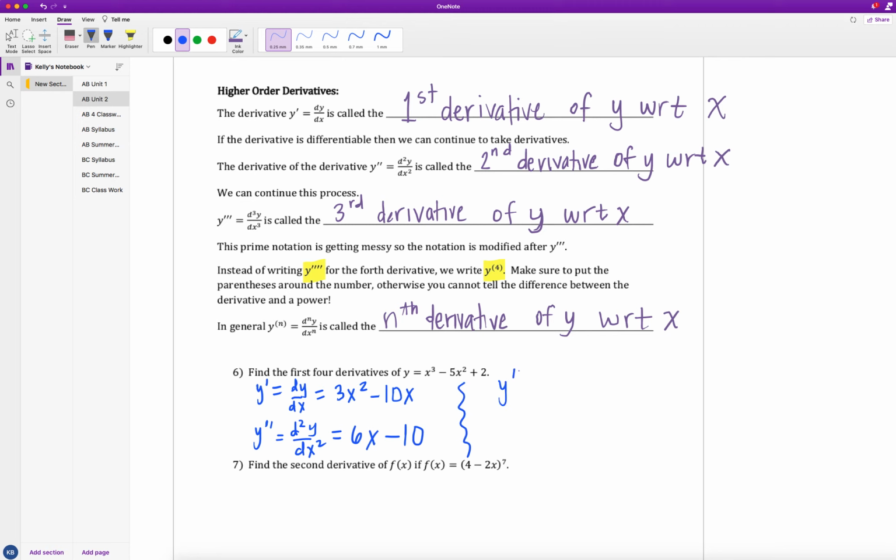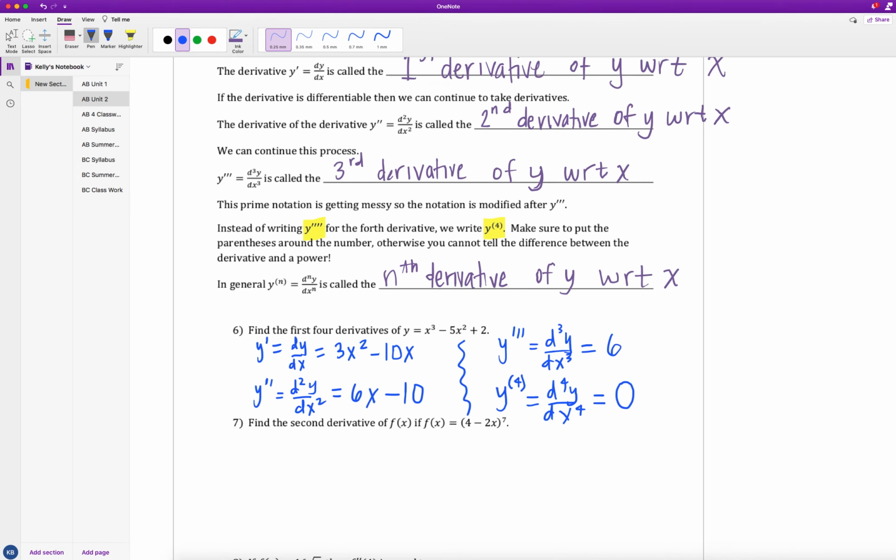If I'm going to find y triple prime, or the third derivative of y with respect to x, what I'm looking at is the second derivative and taking its derivative. So the derivative of 6x minus 10 is going to just be equal to 6, since the 10 is now a constant and drops out. And then since they asked us to find the first 4, our fourth derivative there, remember, not going to use all those primes, but I have that 4 with parentheses around it to mean the fourth derivative of y with respect to x. Since our third derivative here is just a constant, then the derivative of that is just going to be 0. So there are our first 4 derivatives for that function in example 6.